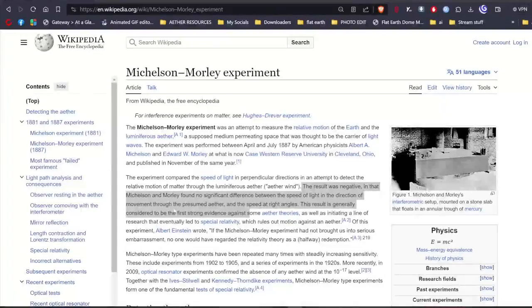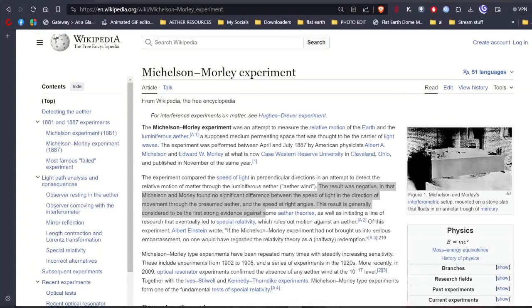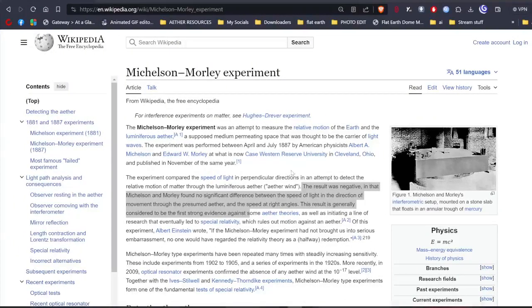And just a note on how Wikipedia frames this is important. It says the experiment compared the speed of light in perpendicular directions in an attempt to detect the relative motion of matter through the luminiferous ether. The result was negative, and that Michelson-Morley found no difference between the speed of light in the direction of movement pursuing through the ether and the speed at right angles. This result is generally considered to be the first strong evidence against ether theories.